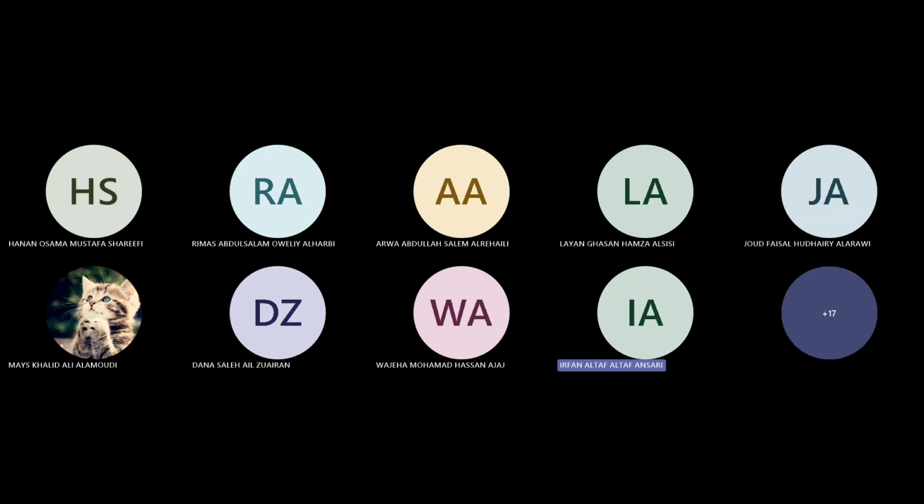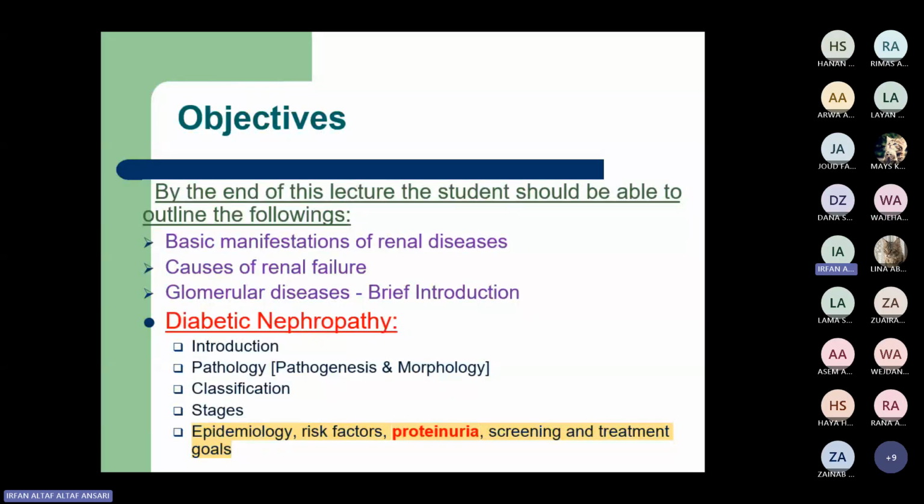Yes. Okay, so what are our objectives, or intended learning objectives, the ILOs? Here our case concerns mainly our patient, who was having diabetes mellitus and its complications. Among all the complications, the renal complications were very predominant for the patient. Before going to the topic proper about the renal complications of diabetes mellitus, we must know what are the basic manifestations of the renal diseases.